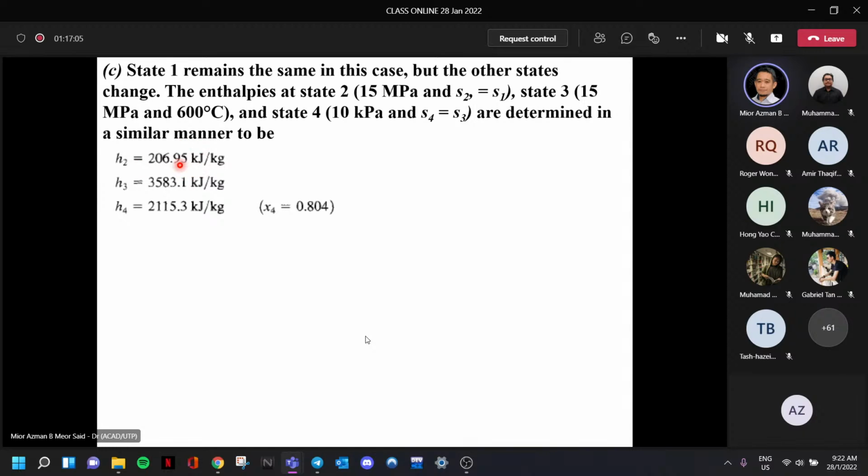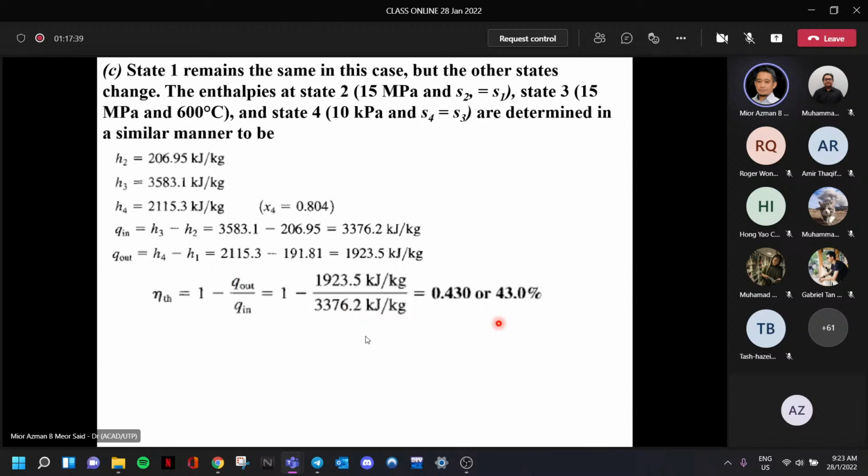Find the work pump in first, and then H2 can be found by the equation of the work pump in, and H3 as well. H3 is in the superheated region, so you have to look at the table for the superheated region with the pressure. The pressure now is 15 megapascal, and H4 is determined in a similar manner. You have to find the quality first, and once you know the quality, then you can find your H4. We solve for Q in and Q out, and solve the efficiency, and you see that the efficiency has now increased to 43%.